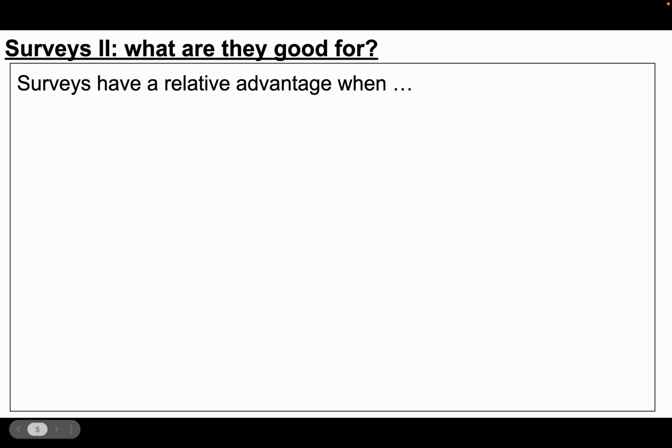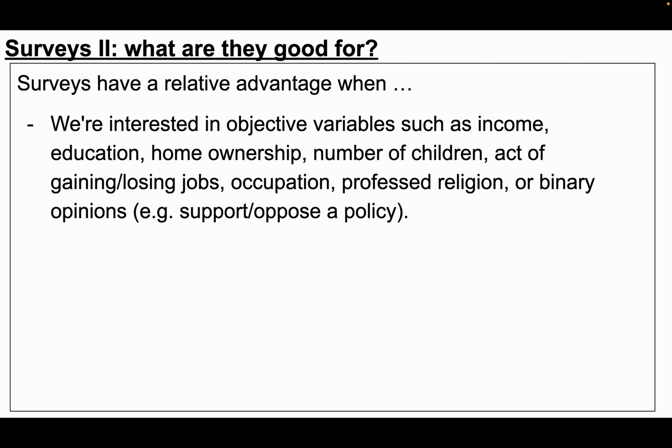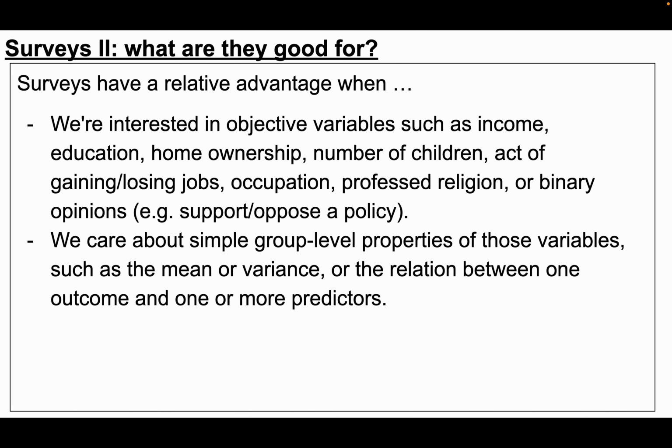So what are surveys good for then? Why would we use these? I said a little bit more about this in the last set of slides, but I just want to stress what we're up to when we use these things. When we're interested in relatively objective variables such as income, education, home ownership, number of children, the act of gaining or losing a job, occupation, professed religion, or binary outcomes or opinions like supporting or opposing a policy. So where you don't have to ask someone to characterize a deep psychological feeling, but maybe you just care about their opinion on a contested matter.